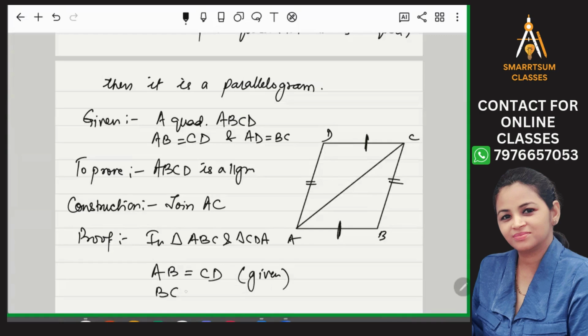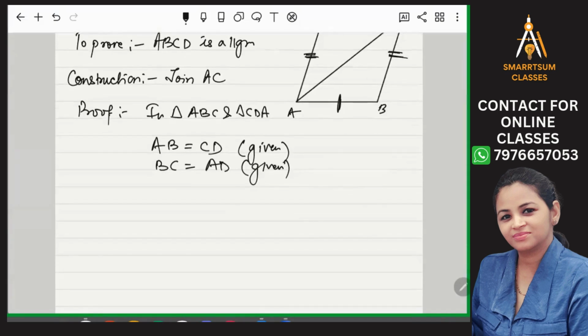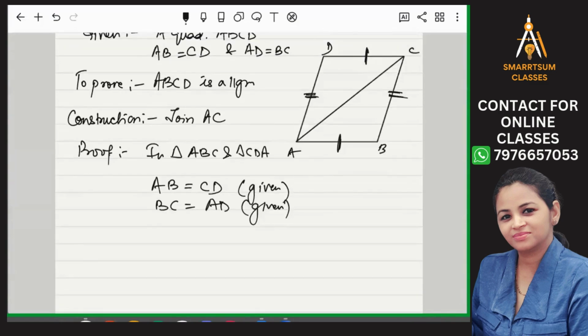And BC is equal to AD. This is also given, this side is given equal to this side. And AC is equal to CA, this is a common side. Yes or no? This is the common side between the two triangles. Rudra, are you getting this? So we can take this as common.